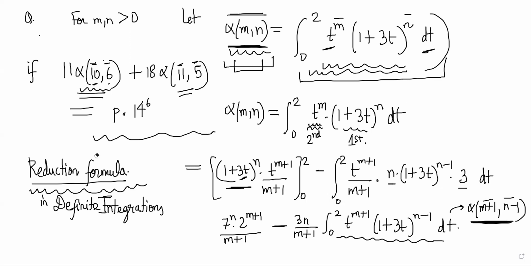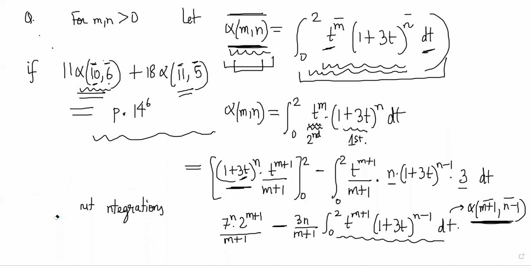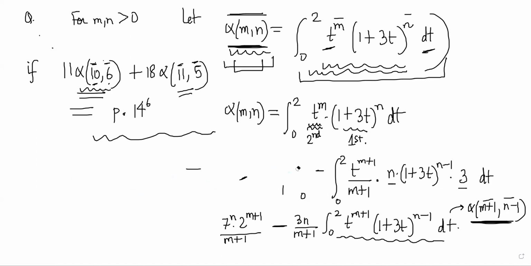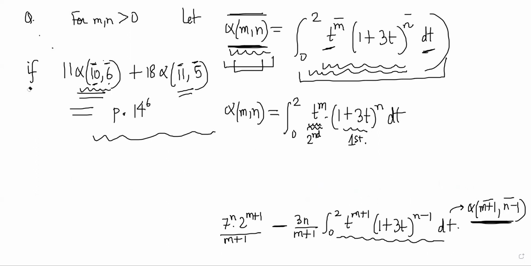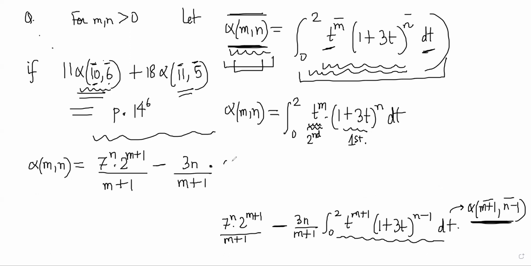Yes, sir. The idea is, because we were able to get this formula, this is known as the reduction formula, because at least one variable you are reducing, right? And you are connecting the original integral to a new integral, right? Yes, sir. So what is the connection that we have gotten? We will write it here. We are getting a connection: alpha m of n is equal to 7 power n times 2 power m plus 1 by m plus 1, minus 3n by m plus 1 multiplied by alpha m plus 1 n minus 1, right?